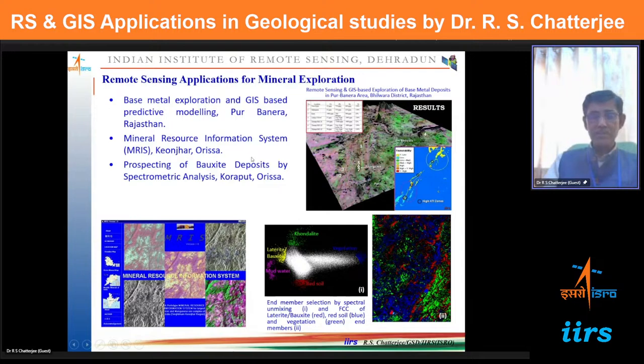Similarly, a mineral resource information system, we have developed using the GIS platform. So this is a prototype. Here, all about the different mineral deposits, their reserve, how much reserve is available, what is the grade. All that information you can store in a GIS platform, and this is known as the mineral resources information system. So this kind of information system we can have.